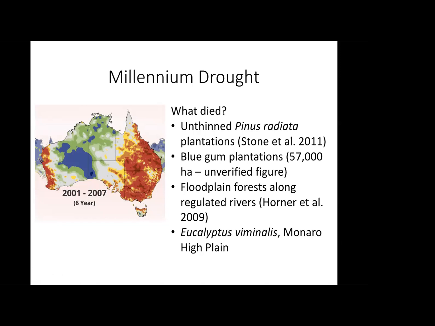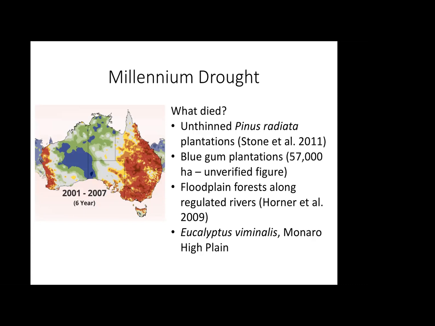The interesting thing about the Millennium Drought is that actually not very many reports of tree death filtered through. So I've looked quite exhaustively now and talked to a lot of people about what died. And the things that died are principally plantations, particularly plantations that hadn't been very well managed, like unthinned Pinus radiata plantations. There were some blue gum plantations, which were probably ill-advised to begin with.